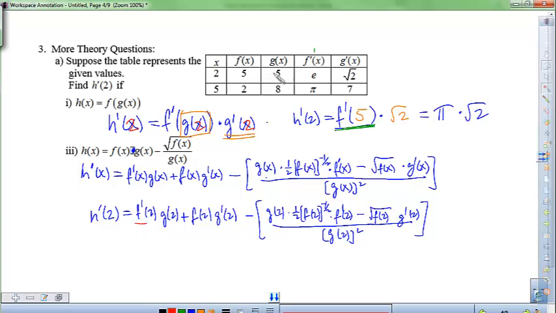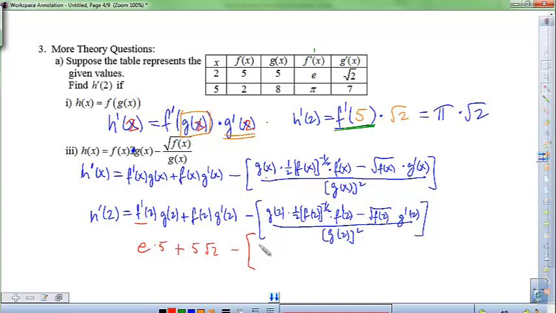Let's find the values. So f prime of 2 is e. G of 2, that's 5. F of 2 is also 5. G prime of 2 is square root of 2. So that's the first part.